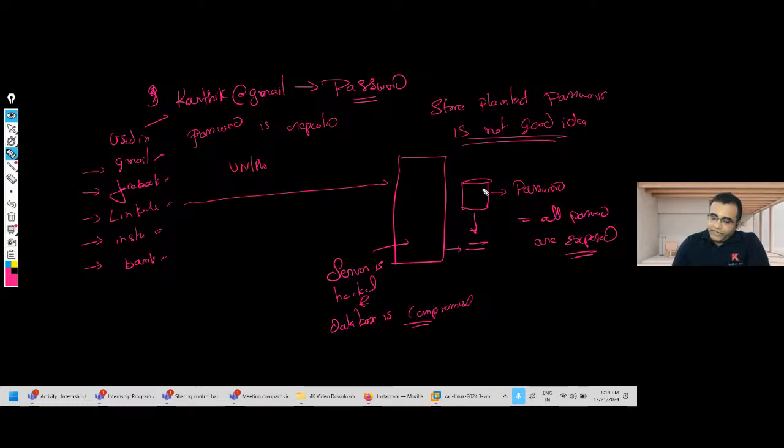And how do we recover from this situation? Even if my database is lost, the password should not be disclosed. How do I achieve this? Right? This is what they are going to do here, the hashing part of it, right?